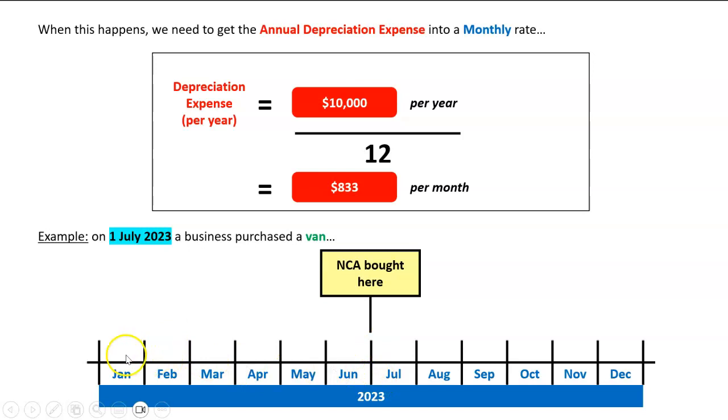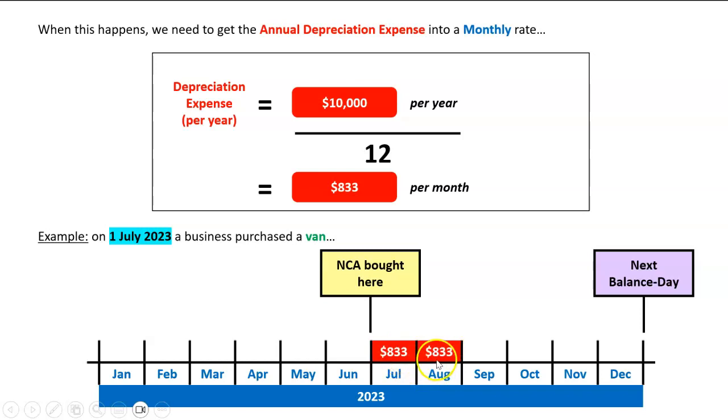So really, we don't need to depreciate for these 6 periods here. That's wrong. We didn't own the van. We bought it there, and then 6 months went by here, and then the next balance day happened, and that is when we'll need to calculate depreciation. And all we've got to do is figure out how many months we're going to do it for. So we're going to do it for July, August, September, October, November, and December. So that is 6 months times $833 is $5,000.